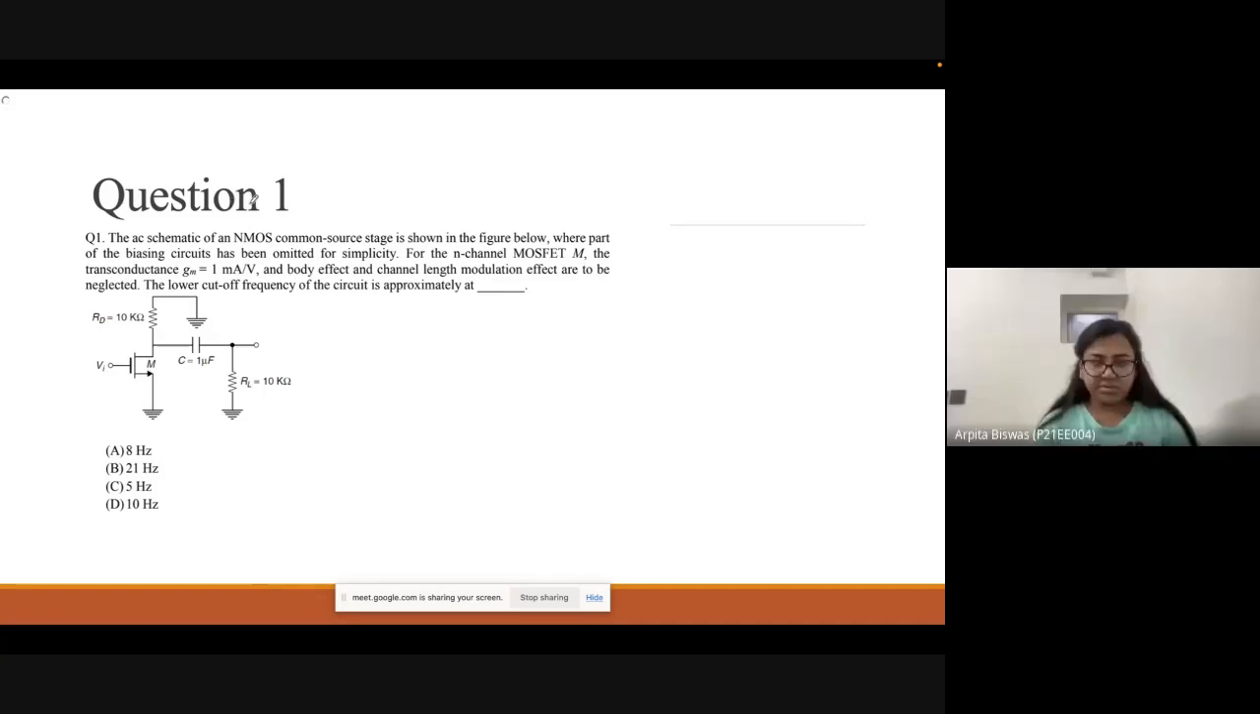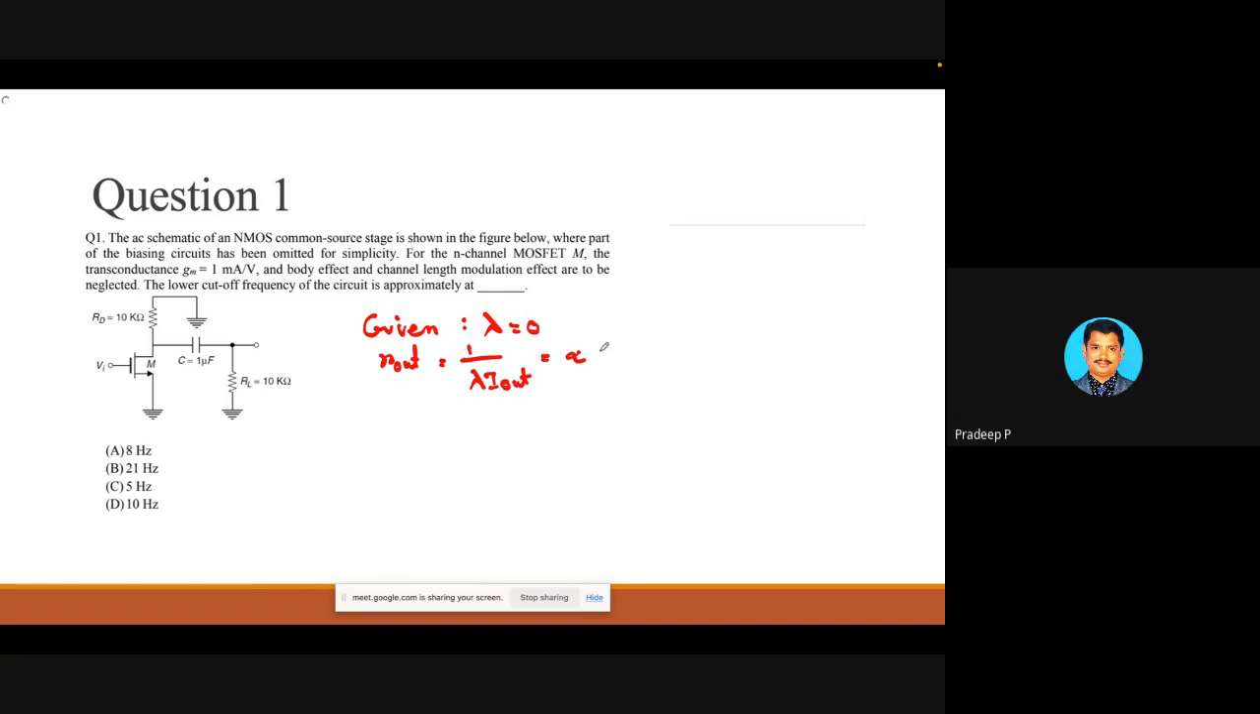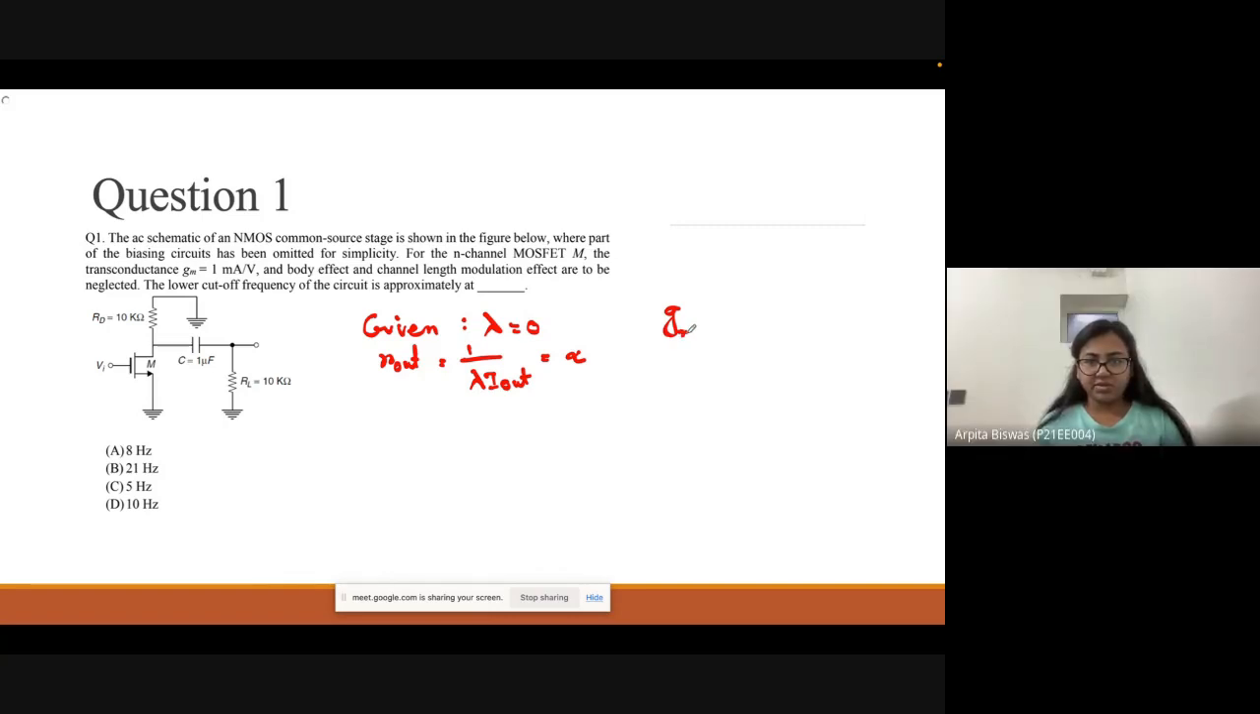So here the given data: lambda equal to 0, and so our output resistance 1 by lambda I_D is equal to infinite. Is it right? 175 kilohertz? Oh, it's not there in the options. GM is 1 milliamps per volt. There is no hurry, you try. And gm is given.